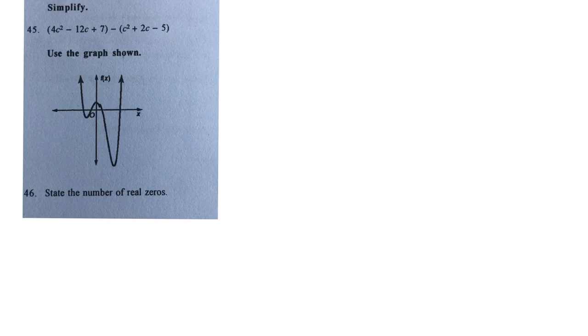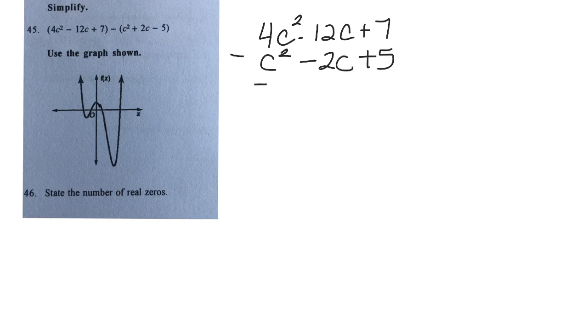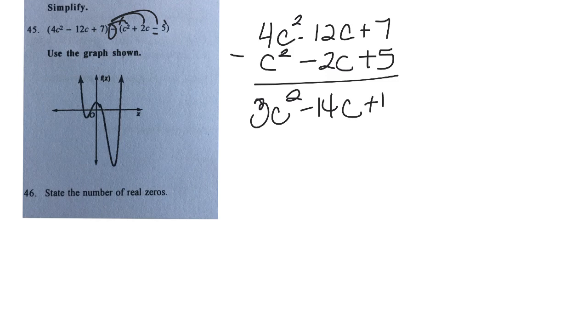Number 45, simplify. 4c squared minus 12c plus 7 minus c squared. You have to subtract the 2c as well, and you have to subtract the negative 5, so you end up adding. Don't forget, when you're subtracting the parentheses, it's everything that gets that negative and that's being subtracted. So I get 3c squared minus 14c plus 12.